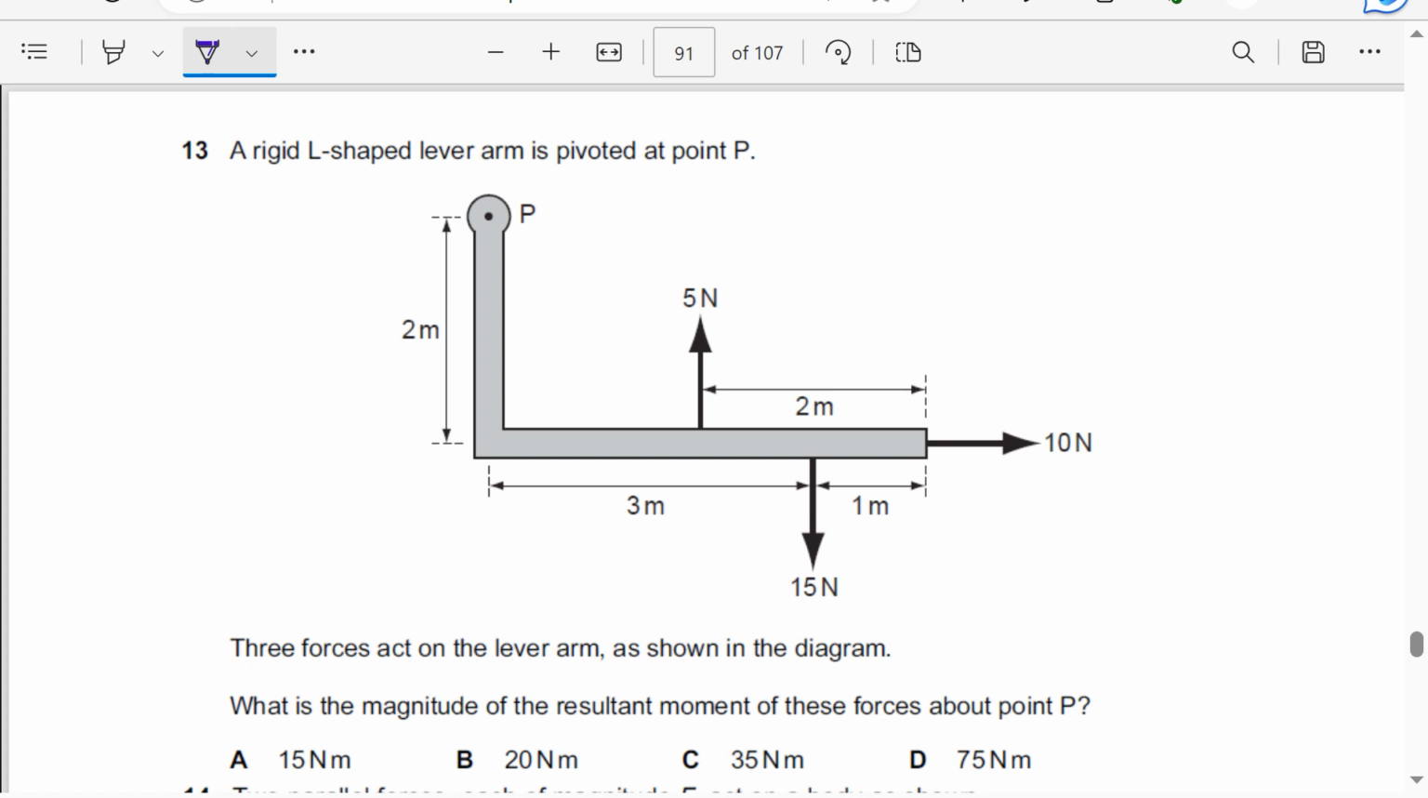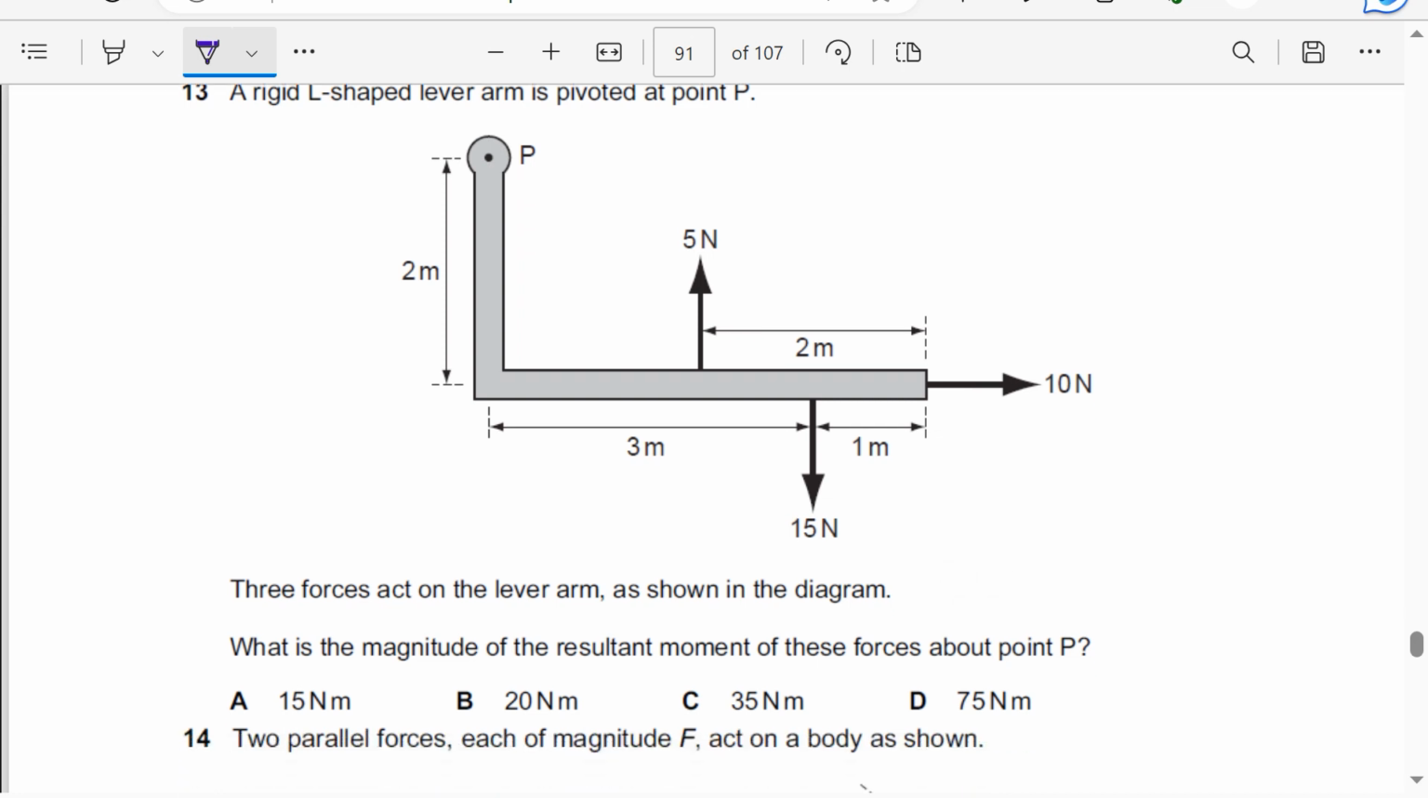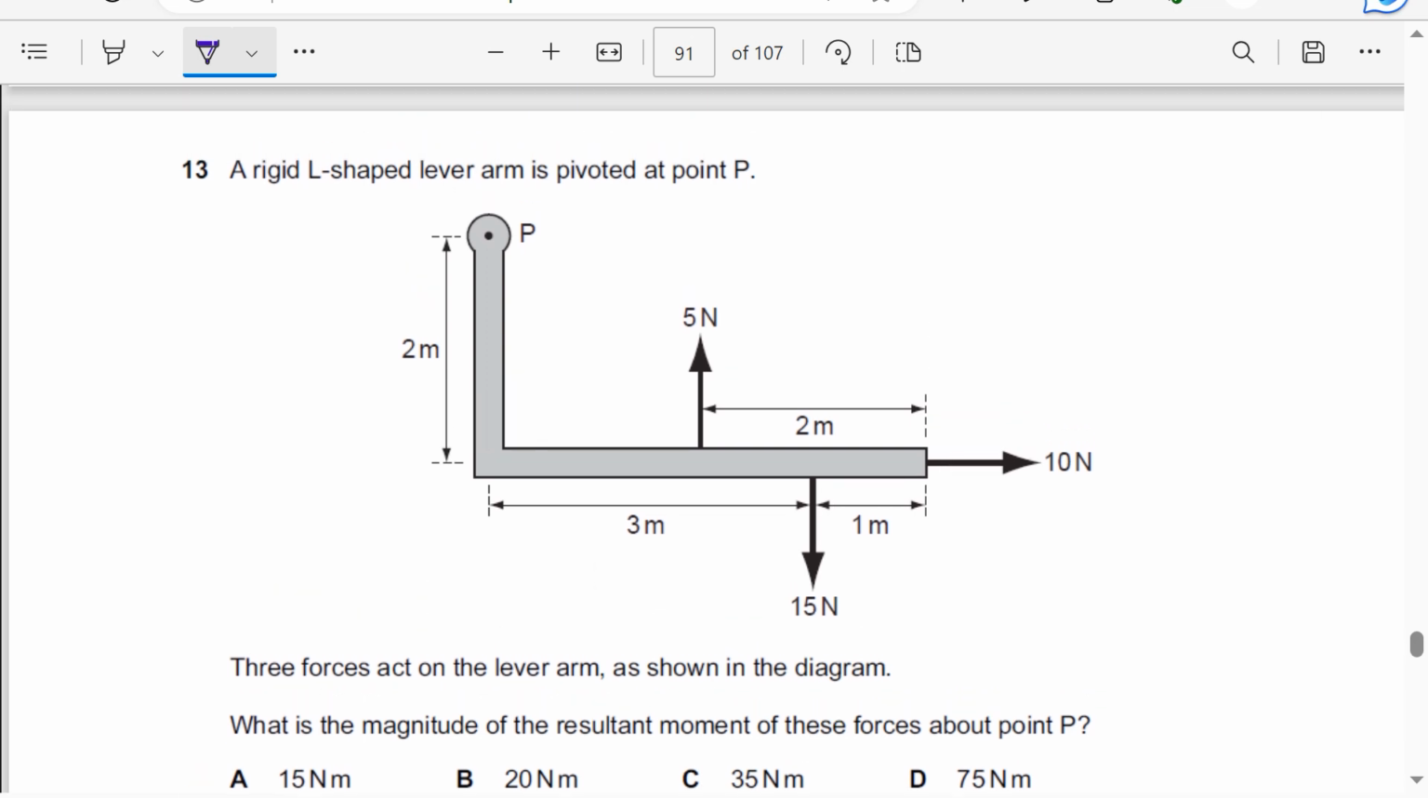A rigid L-shaped lever arm is pivoted at point P. Three forces act on the lever arm as shown in the diagram. What is the magnitude of the resultant moment of these forces about point P? Magnitude of the resultant moment about point P.